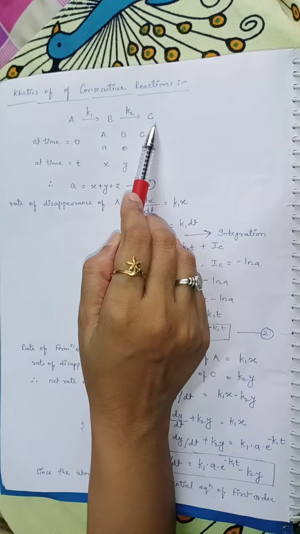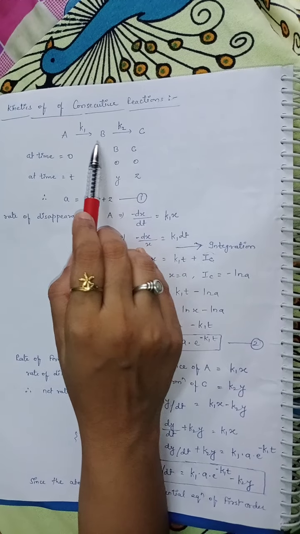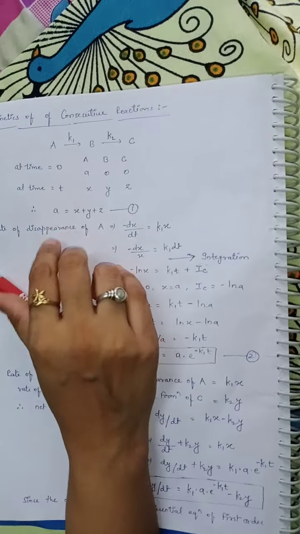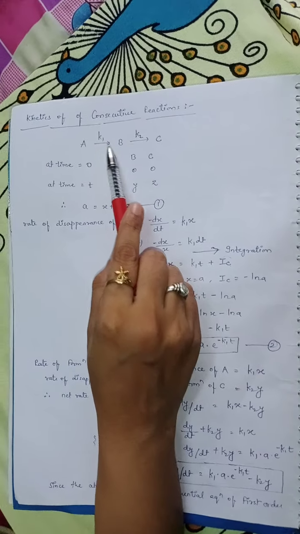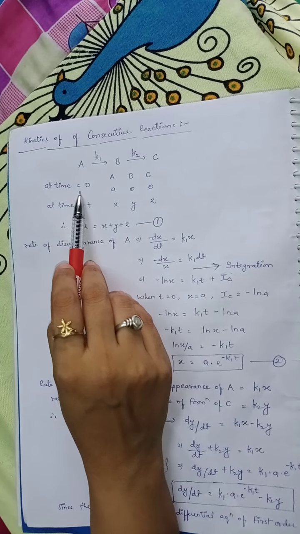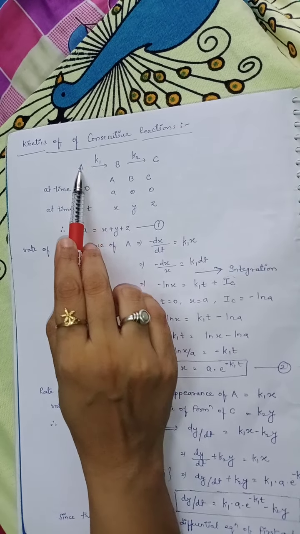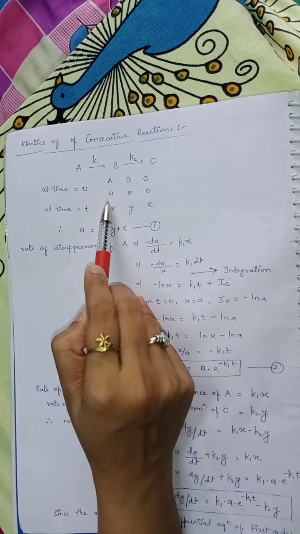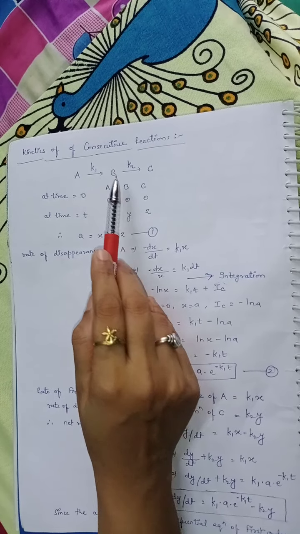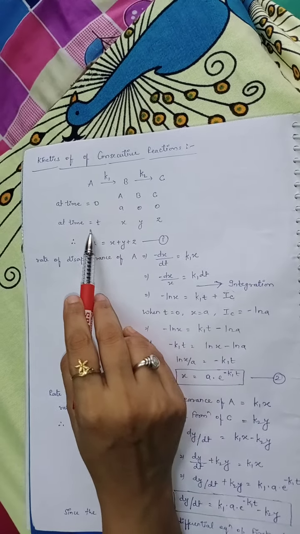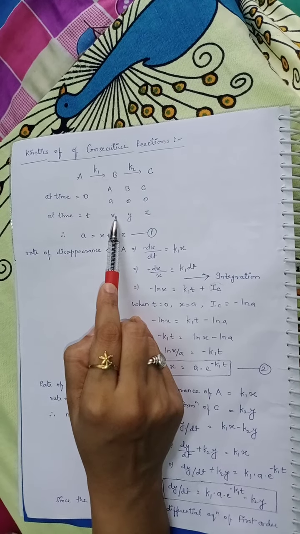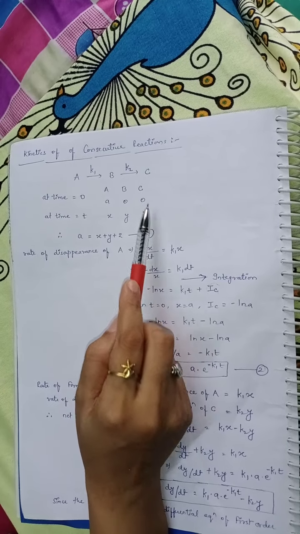You can see this is an example of a consecutive reaction where you get B from A, then you get C from B, and these are the rate constants K1 and K2 for the respective reactions. So at time t equals 0, we assume the concentration of A is small a, and since the reaction has not started, there is no concentration of B and C, so it is 0. Later, when the time reaches t, the concentration of A becomes small x, B becomes y, and C becomes z.